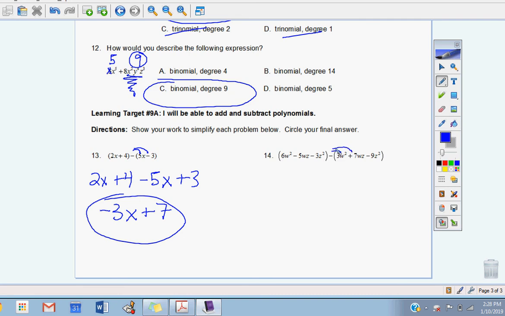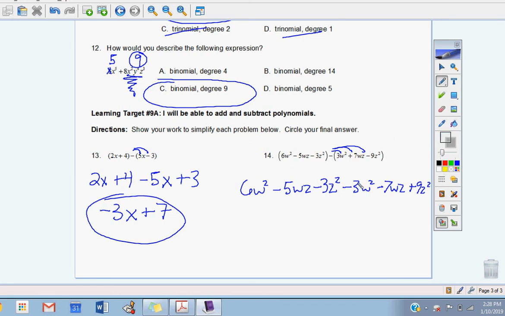And then we're going to distribute the negative through on this one. So 6w squared minus 5wz minus 3z squared minus 3w squared plus, wait, not plus. I screwed up. Let me back it up. We got to distribute the negative. Don't go too fast, Powell. Minus 7wz, and then negative times negative is a positive 9z squared.